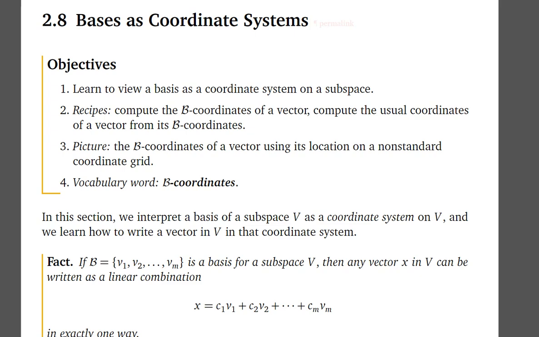Any linearly independent set of vectors can serve as a basis for the subspace. So we're going to be using the concepts that we've been going over the last 3 or 4 sections and apply that to a basis, to a coordinate system.